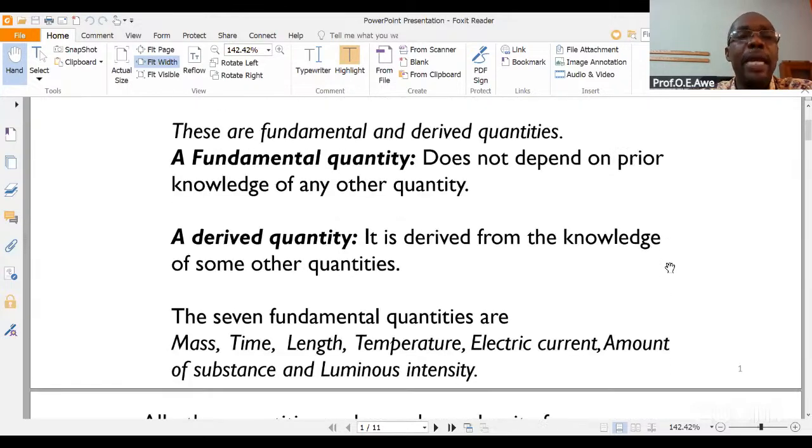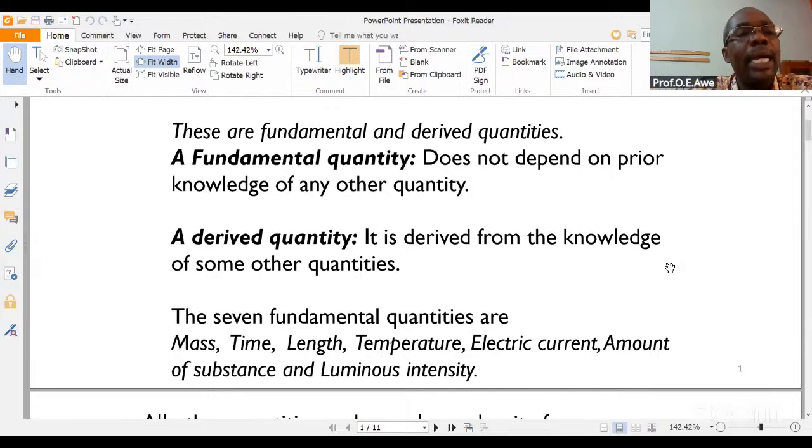Now, in reality, we have 7 fundamental quantities. 7 identified fundamental quantities. And what are these? Mass, time, length, electric current, amount of substance, and luminous intensity.